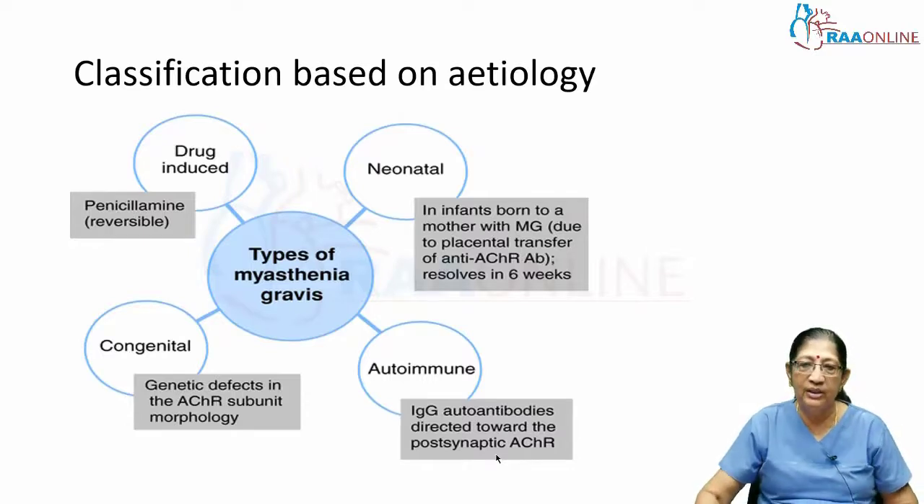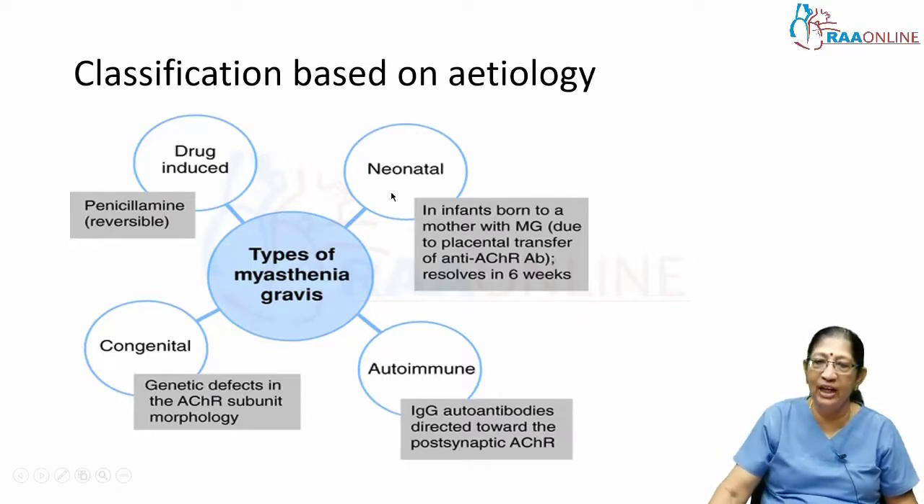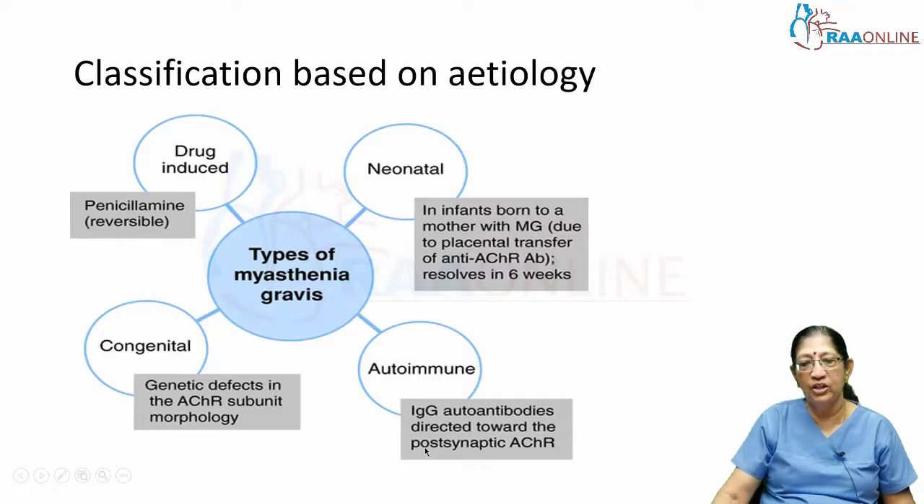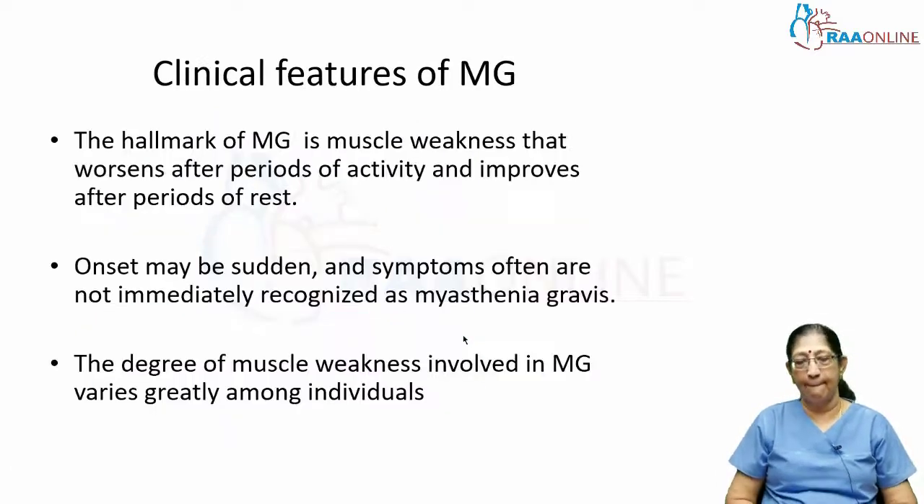Now, depending on the etiology, it can be neonatal, where infants are born with myasthenia gravis and with antibody. Then it can be autoimmune, where IgG antibodies directed towards the postsynaptic receptors are present, or it can be congenital, with genetic defects in acetylcholine receptor subunits, or it can be drug induced, which is usually reversible, especially with penicillamine. They can have transient myasthenia gravis.